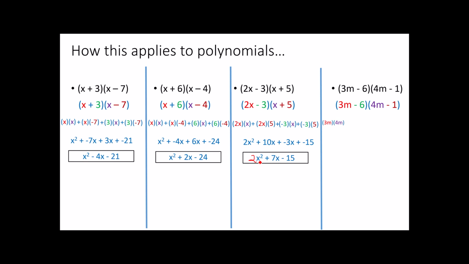Last one, 3m times 4m. 3m times negative 1, negative 6 times 4m, negative 6 times negative 1, gives you 12m squared minus 3m minus 24m plus 6, and you combine the like terms in the middle. Not too bad if you just remember that it's the distributive property. Everything in the first gets multiplied by everything in the second.